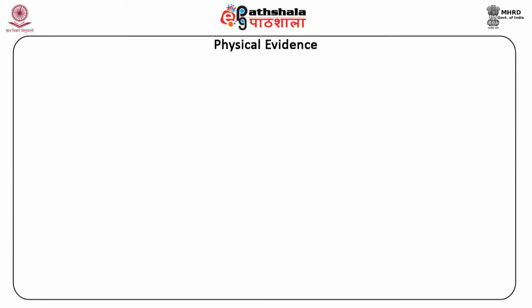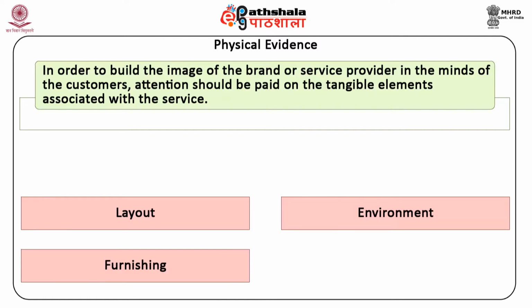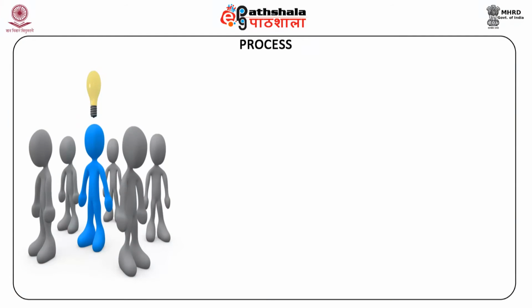Physical evidence. In order to build the image of brand or service provider in the minds of the customers, attention should be paid on the tangible elements associated with the service. The marketing variables included under this element are environment, layout, furnishing, decor, and atmosphere. Process. Process implies a system by which the customers receive the delivery of the services.